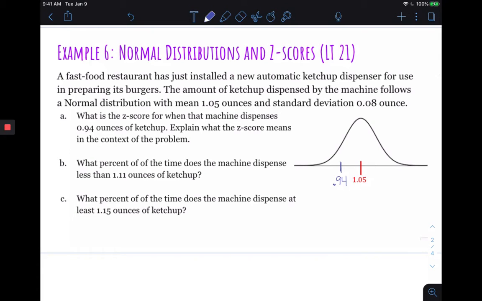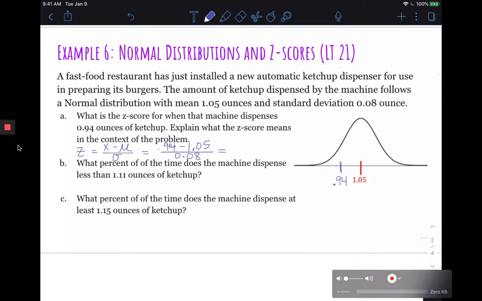Just what's the z-score. So a z-score is the value minus the mean, which is the distance from the value you're at from the mean. And it's in terms of how many standard deviations that is. So then you divide by the standard deviation. So we would take 0.94, that's the x value, minus the mean, 1.05, divided by the standard deviation, 0.08, and that was negative 1.375, but we're going to round to 2 decimal places, so negative 1.38.